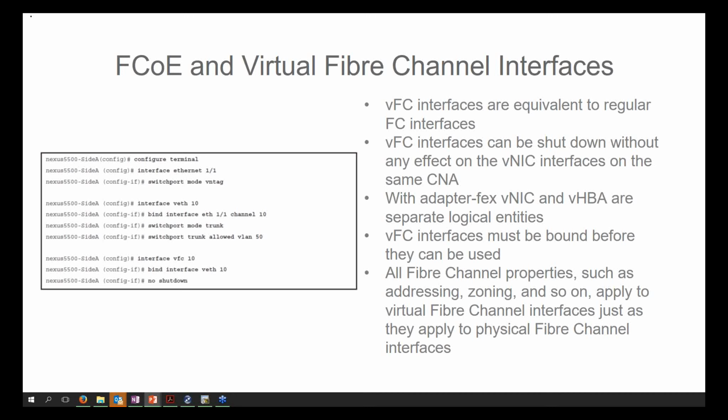And then for the virtual Fibre Channel interface, you provide the virtual interface, virtual Fibre Channel 10, you bind it to the Ethernet interface and then turn it on, and that maps it to the Ethernet, which in turn maps it to the VSAN.